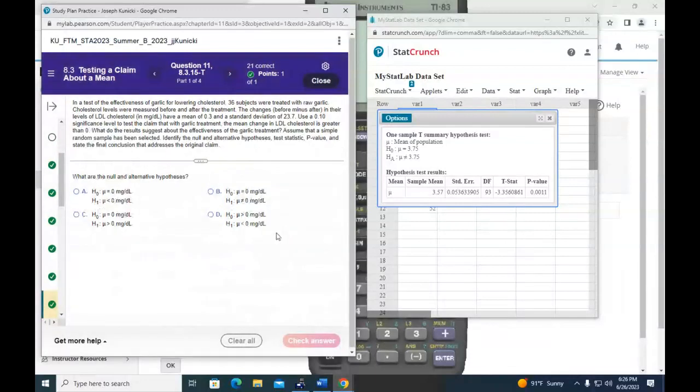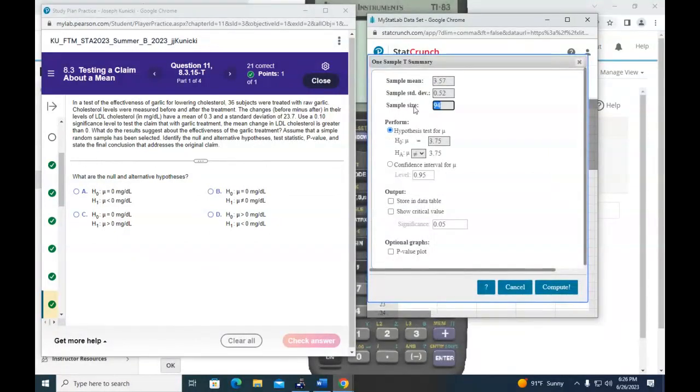Okay, 15. See if I can do better. In a test of the effectiveness of garlic for lowering cholesterol, once again, I can just go ahead and change these as we go. So 36 is the sample size. They were treated with raw garlic. The changes before minus after in their levels has a mean of 0.3 and a standard deviation of 23.7. Using a 10% significance level, test the claim that the mean in the cholesterol is greater than 0.1. So that's greater than 0.1. Or greater than 0. Excuse me.